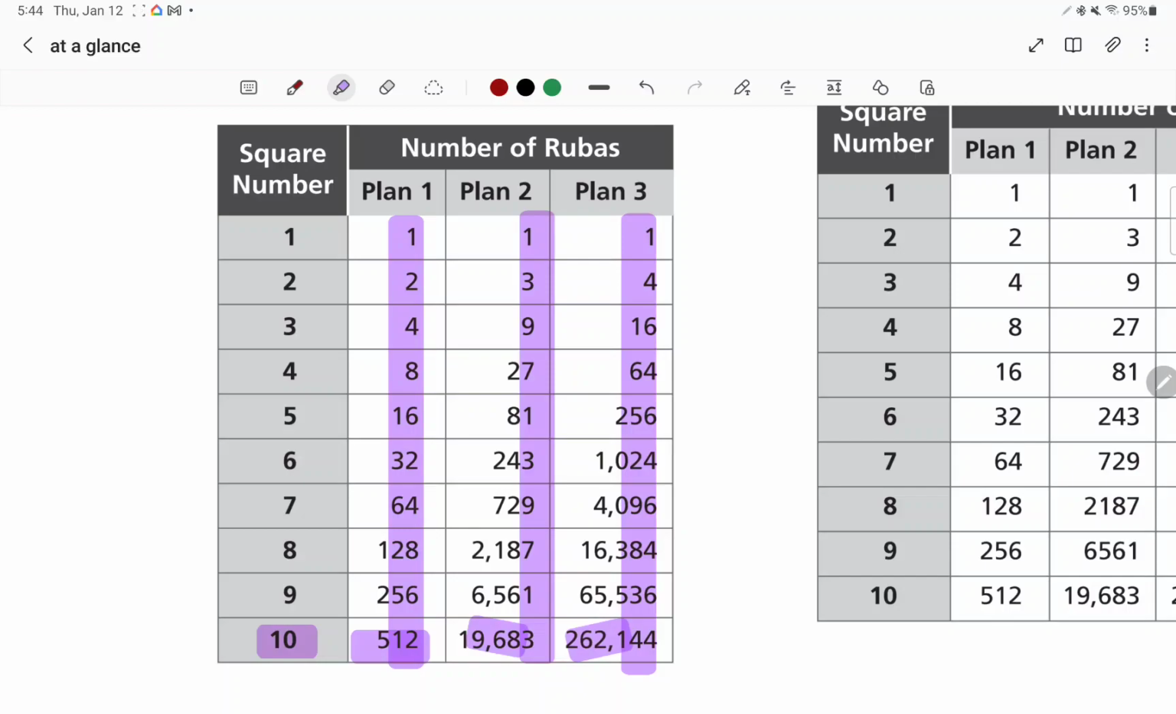And then on part 2, it says what are the independent and dependent variables in each one of these? How are the patterns of change in the number of rubas under plans 2 and 3 similar to plan 1? How are they different? Go ahead and answer parts 2 and 3 for part A if you have not already, and then come back to the video to see how you did.